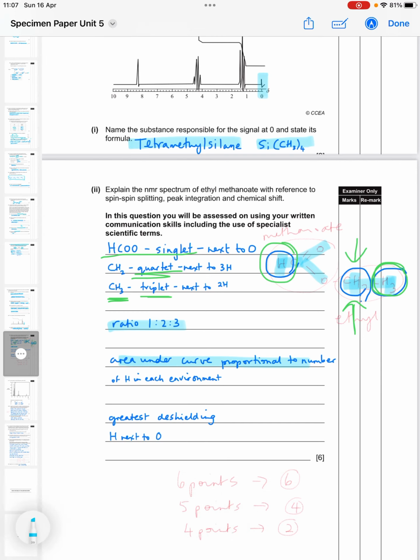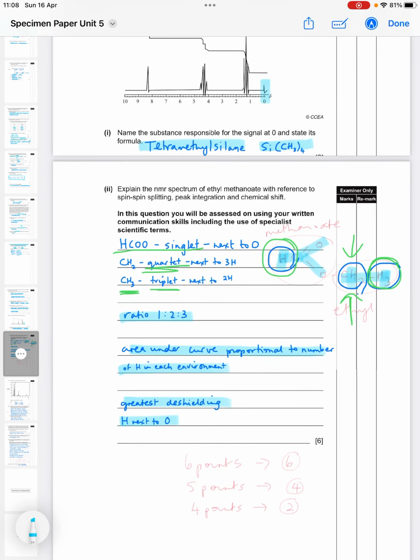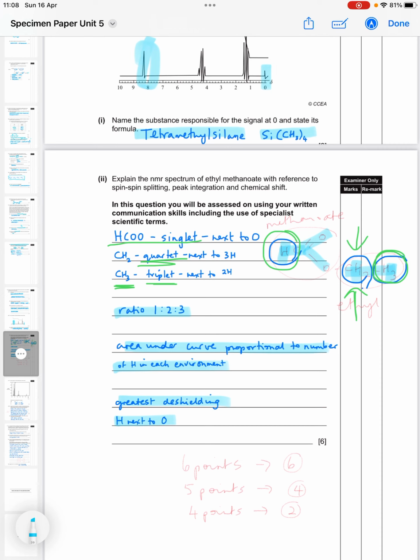Then you need to be saying something about the area under the curve being proportional to the number of hydrogens in each environment. And then this one, the hydrogen next to the oxygen, has the greatest de-shielding. So this is it here on the little spectrum.